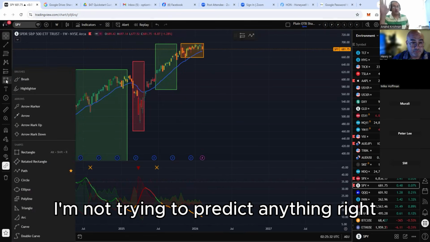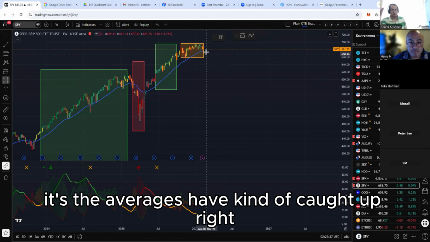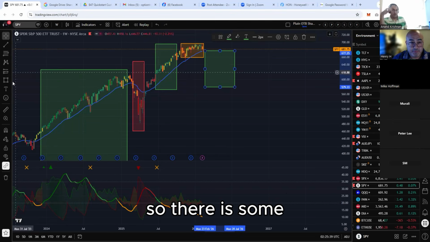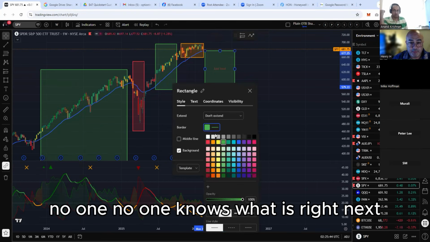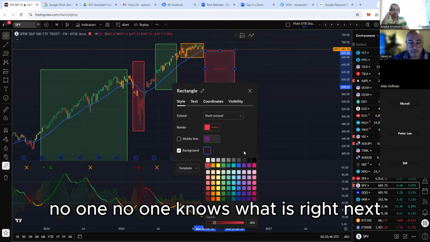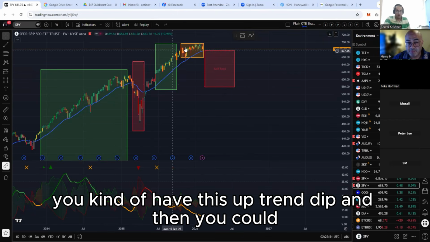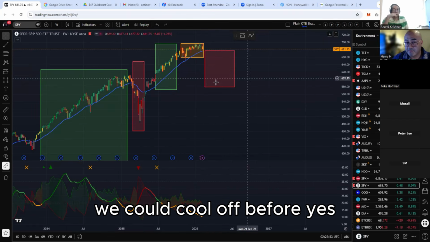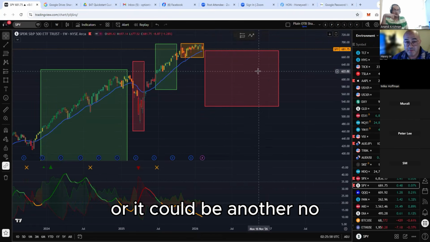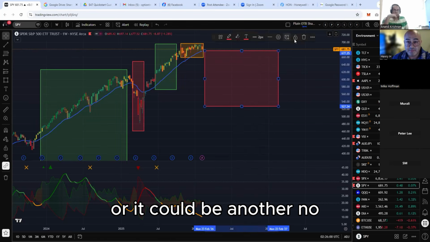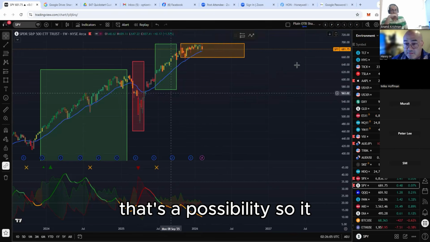I'm not trying to predict anything. It just looks like, okay, it's coming back. The averages have kind of caught up. So there is some, you know, no one knows what is coming next. It could be this. You kind of have this uptrend dip, and then we could cool off before, say, a Santa Claus rally. This could be 3 months of nothing, or it could be another 5 months of this. That's a possibility.